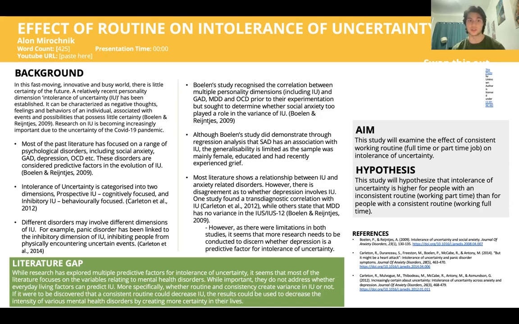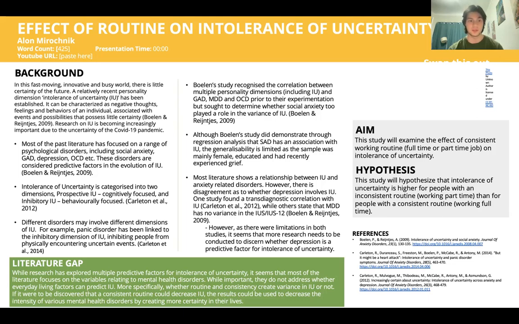So most of the past literature has focused on a range of psychological disorders: depression, OCD, general anxiety disorder, social anxiety, and they're generally considered predictive factors in the evolution of IU. So it can be categorized into two dimensions: prospective IU, which involves cognition related to intolerance of uncertainty, and inhibitory IU, which is behaviorally focused. So that sort of affects the way you behave and act. So different disorders may involve different dimensions.